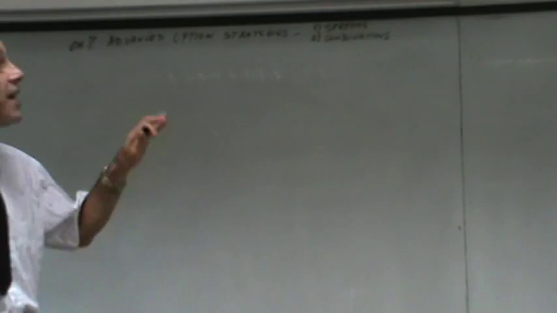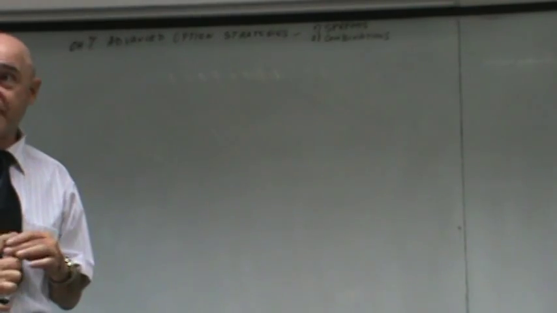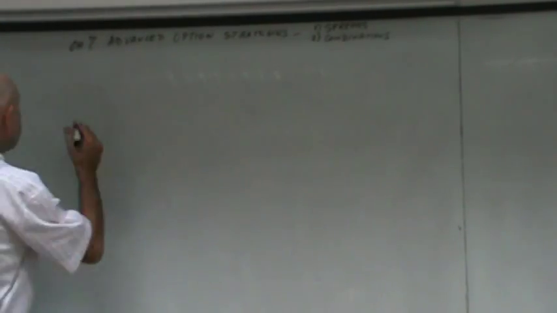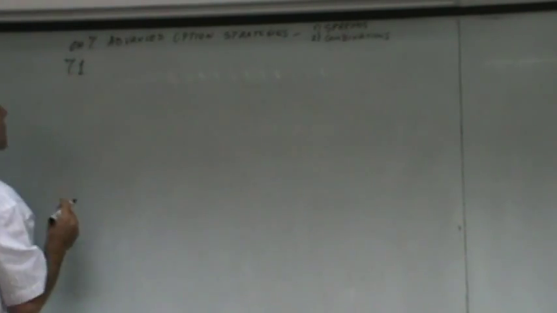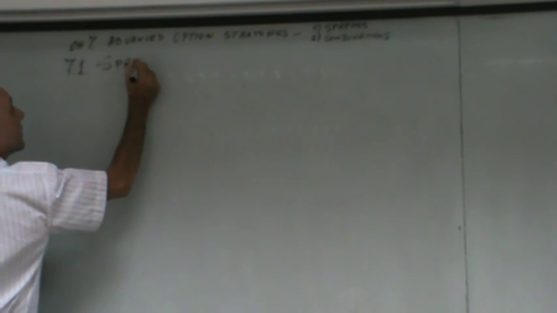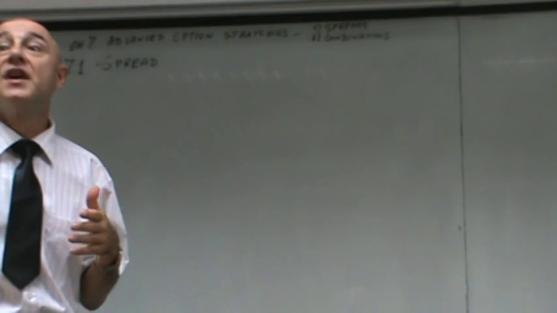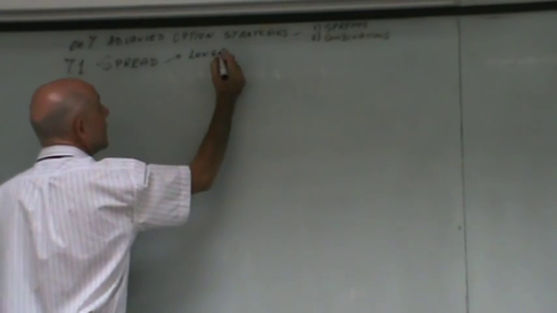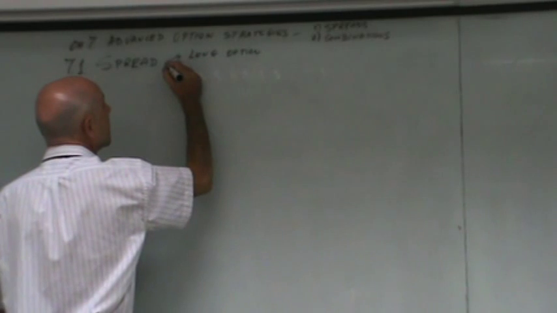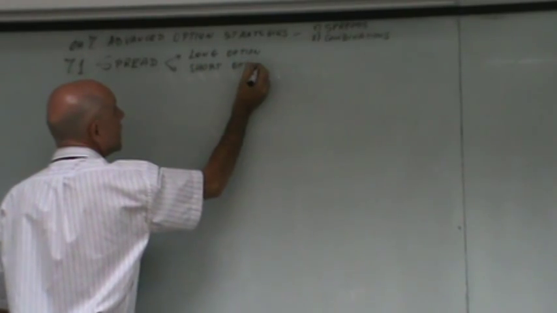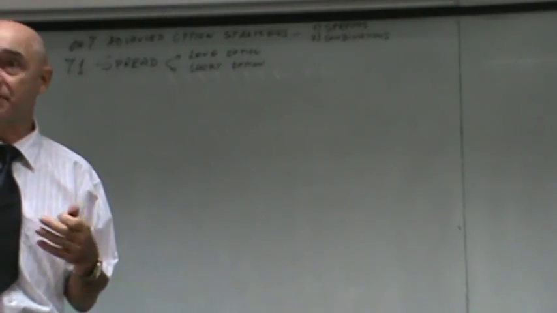We're going to have a couple of sections, like one hour on spreads and one hour on combinations. So, 7-1. Spreads. What is a spread? A spread is long one option and short an option of the same type.